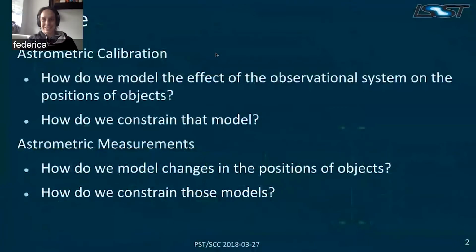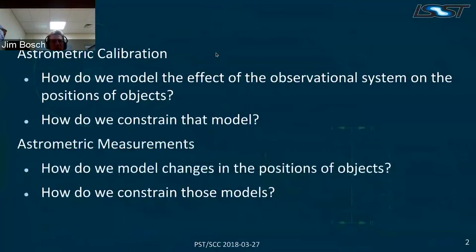All right, excellent. Alrighty, so I'm talking about astrometry today, and I'm going to split that into two pieces. And I think the biggest piece, and actually the hardest piece for most people who work on astrometry, which does not include me, by the way, is astrometric calibration. And this comes down to how do we model the effect of the observational system on the position of objects, and how do we constrain that model.